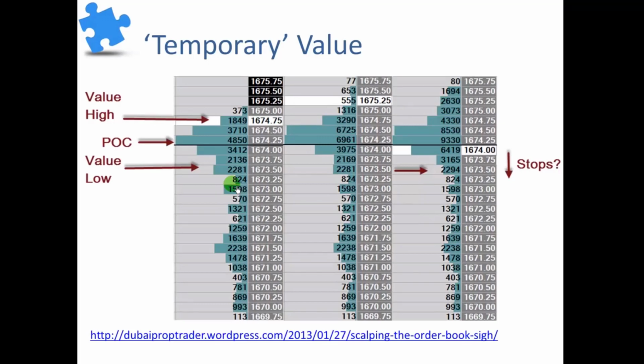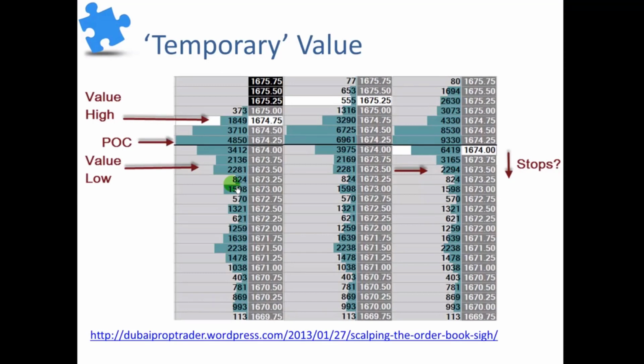Now, these micro ranges or value areas form very often, and as that range starts to build initially, it's going to be a lot more visible on the volume profile than on the chart, and that is regardless of how much liquidity there is. So even on crude oil, to spot a temporary value area forming, the volume profile is definitely going to give you an edge.